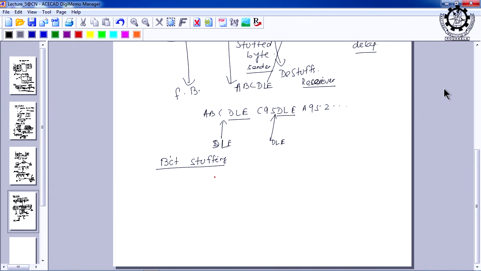Because characters such as DLE STX and DLE ETX were used in character stuffing, for bit stuffing again a set of bits is used: a 0 followed by 6 ones followed by a single 0. This is considered the frame boundary in the bit stuffing method, and at the end you have the same set, 0 followed by 6 ones followed by a 0. These are called the frame boundaries.